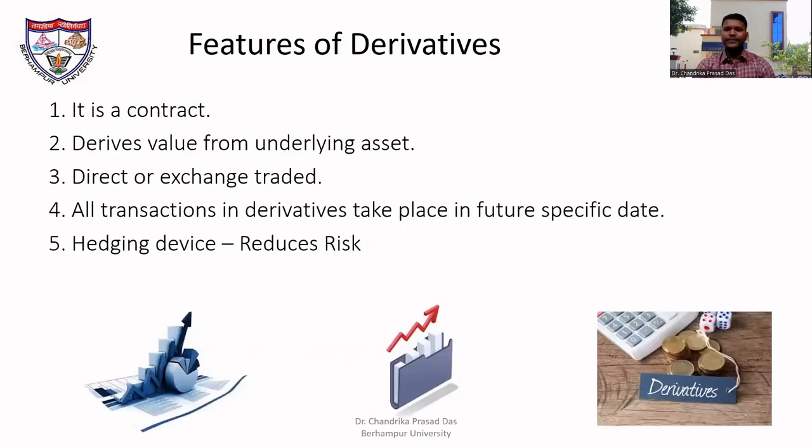Talking about the features, derivative, we know it is a contract between two parties which will be carried out in a future. The value of a derivative contract will be derived from its underlying asset or from its benchmark. The derivatives can be traded directly between the two parties or through exchange market or through stock exchange, that is National Stock Exchange. All the derivative transactions take place on a future specific date, and we call derivative a risk hedging instrument, risk hedging contract. It reduces the market risk, it reduces the price fluctuation risk.